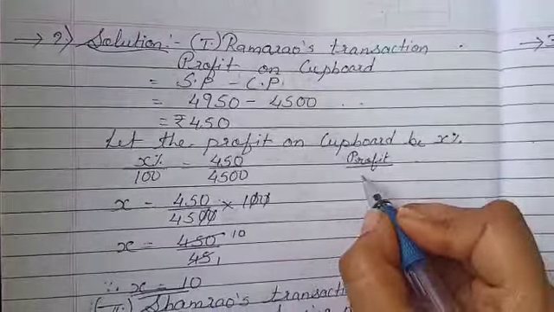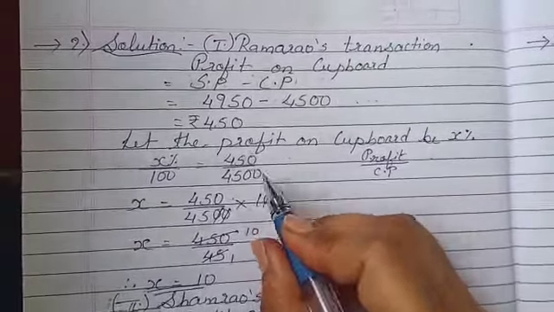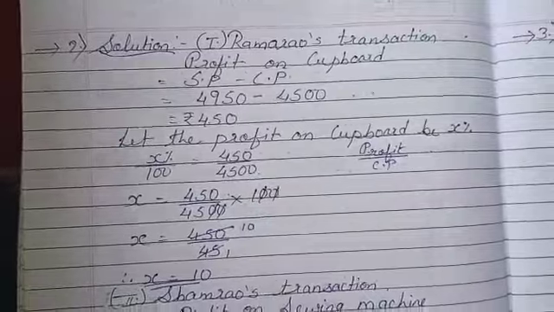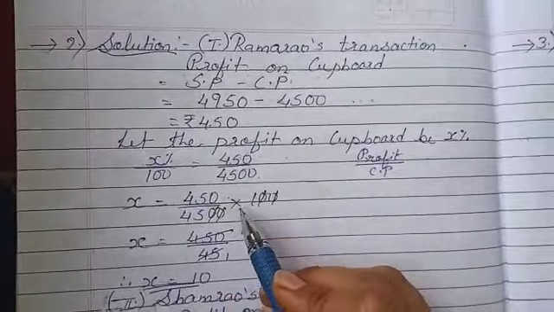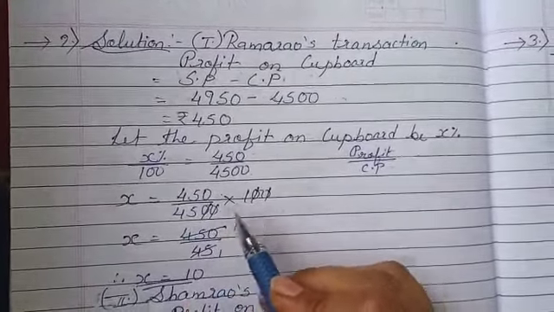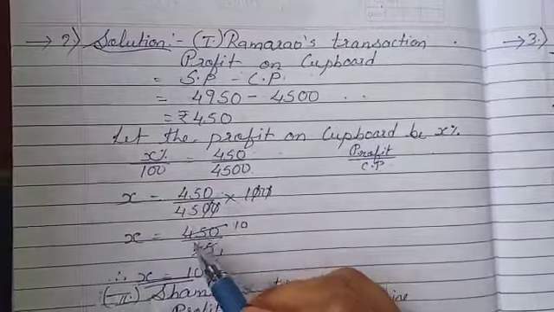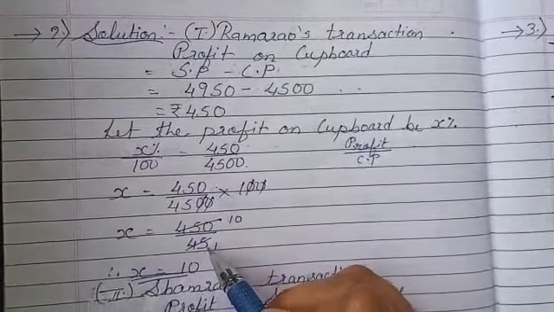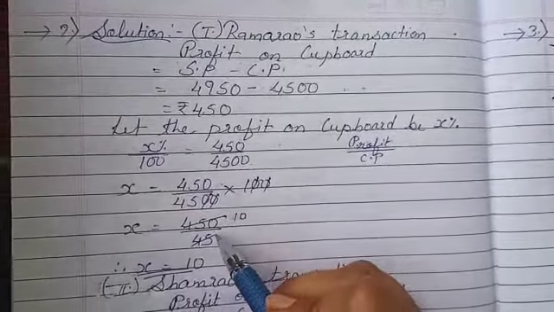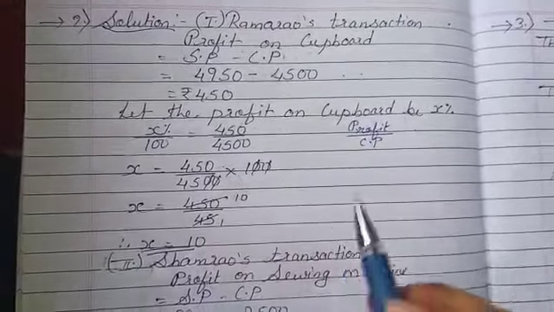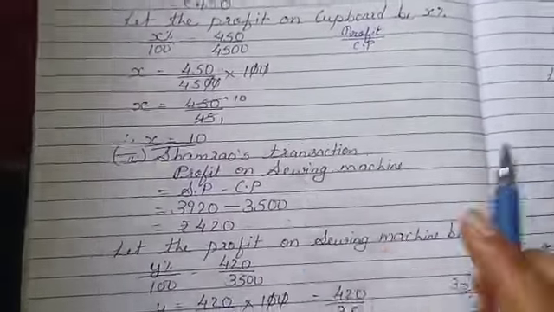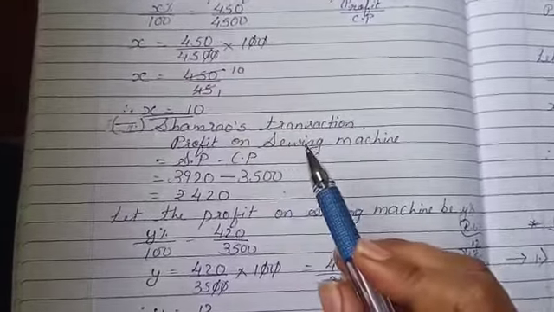Profit upon cost price, you have to see in percent form. So into 100 we have done, and this 0 gets cancelled. What remains? 450 upon 45. So 45 tens are 450. So X is equal to 10% for the cupboard. And let's see how much Shamrao got.